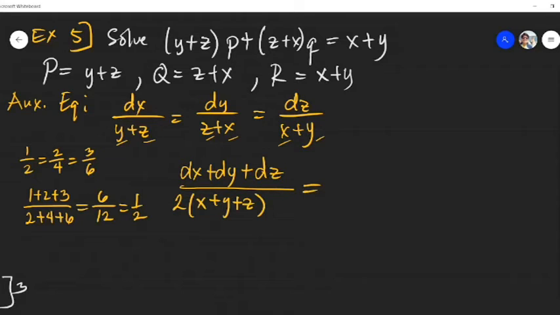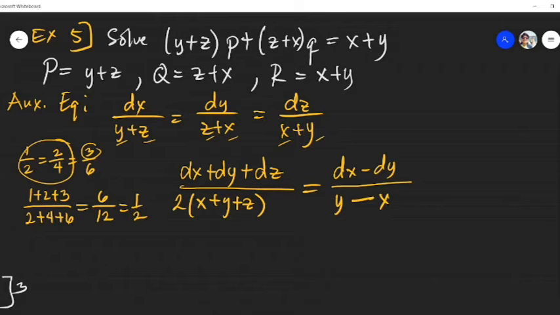And also, we can equate this to another equivalent ratio. If we can add them, we can also subtract them. Since 3 minus 2 is equal to 1 and 6 minus 4 is equal to 2, they are still equivalent ratios. So we can subtract pairs of ratios. Let's say dx minus dy over x plus z minus the quantity of z plus x. So we have y plus z minus z is 0, and what remains is minus x.